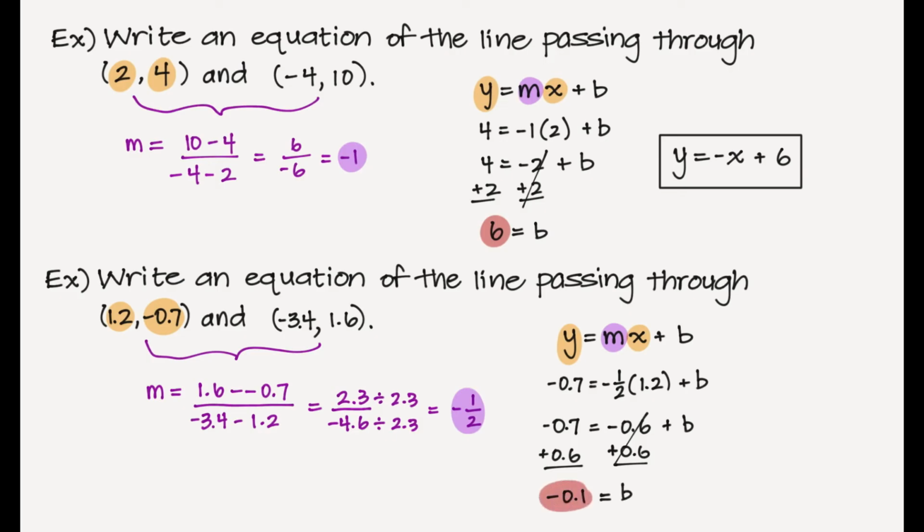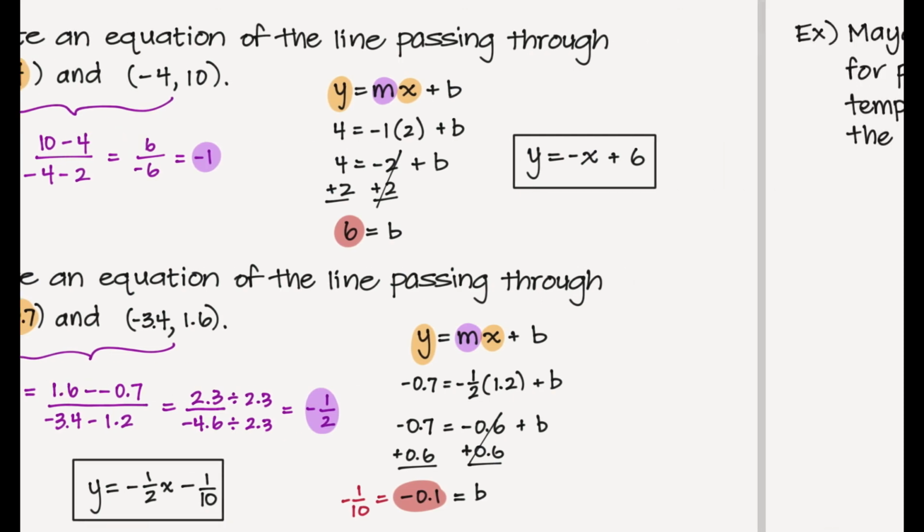Now I have my slope and I have my y-intercept, but I'd like to keep it consistent to either have them both be decimals or both be fractions, so I'm just going to turn them both into fractions. So my final formula, y equals negative 1/2 x minus 1/10, and I'm done.